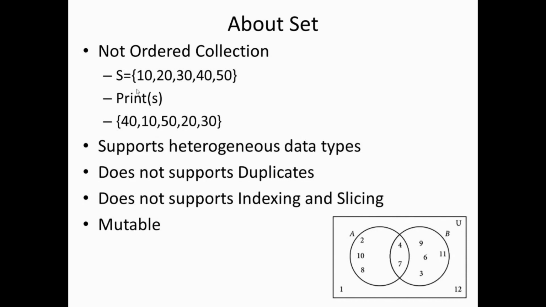I have considered here 10, 20, 30, 40, 50. And I try to print s. Then what happened? They are in a different order. That is, order is not important here. So a particular element, in which location it will be, we don't know. So that's why set is an unordered collection.